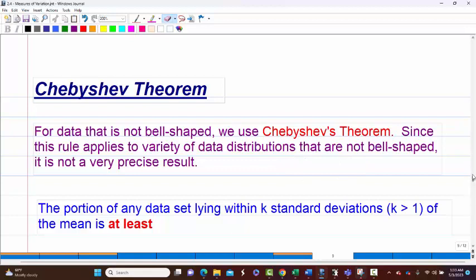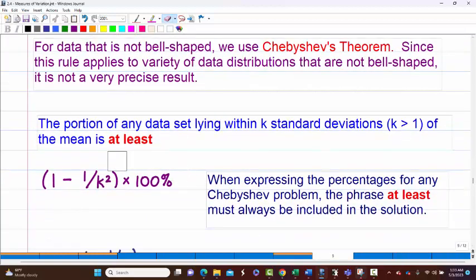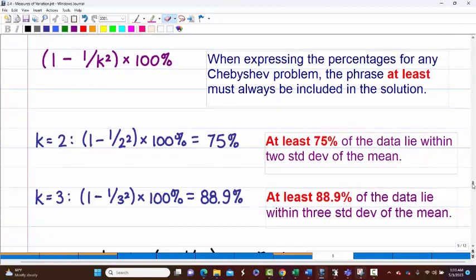Now, one thing that's important about the wording of this is the answer must say at least. See, for the empirical rule, we're calculating more of a precise result, so it can say about that percentage, meaning it's just that percentage. Here, they're just treating it as an interval. Here's the actual formula based on your K. K has to be greater than 1, though. We can't use 1 in this theorem. But anything greater than 1 can be used. So it must say at least. That's why I highlighted that in red so you can see it.